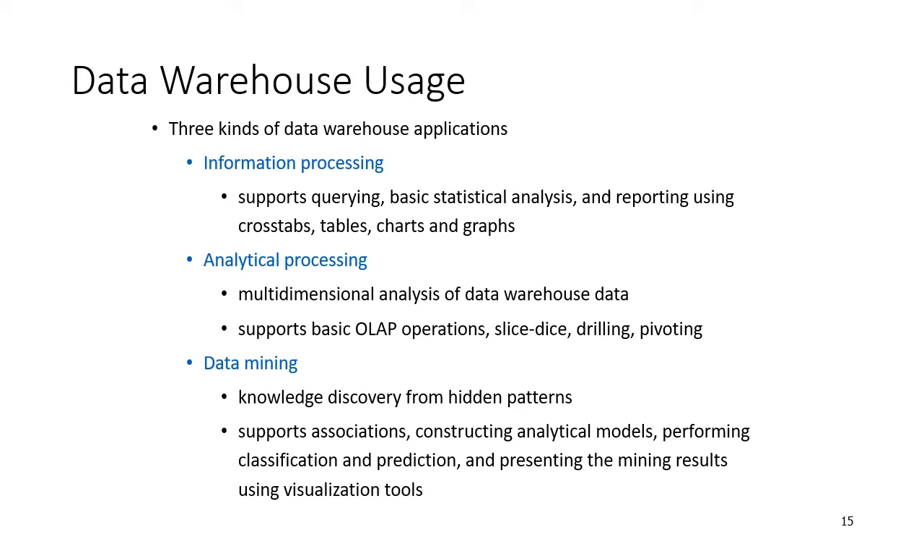Then we'll talk about the usage. There are basically three kinds of applications. First is information processing, second is analytical processing, third is data mining. Information processing provides support for querying or statistical analysis or reporting using graphs, tables, charts. So it has the role of providing support to all these applications for the processing of the data.